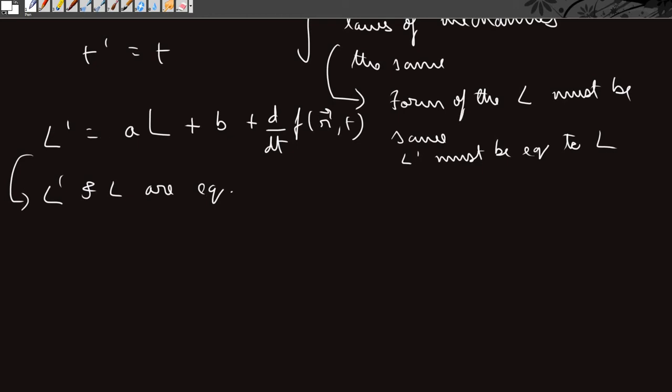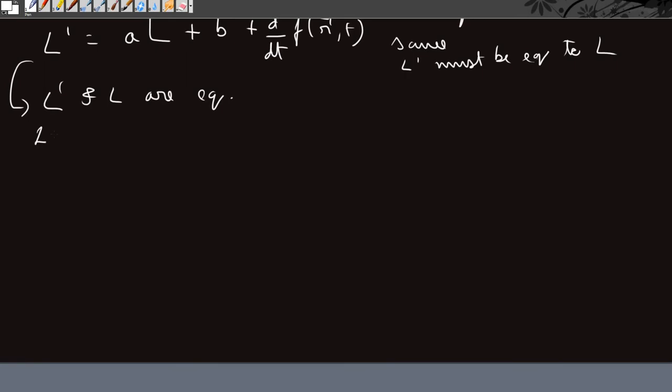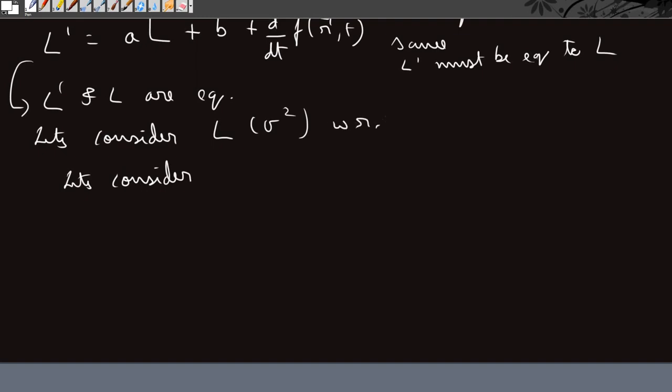So first let's consider L to be a function of v squared. We'll see what happens to higher even powers, but first let's see what happens to v squared. Then let's consider, so this is with respect to K, which is an inertial frame.